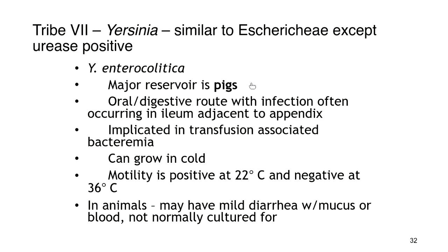An oral digestive route with the infection often occurring in the ileum. Remember, it's important to know how to spell the difference between ileum in the intestine and ilium in the hip, adjacent to the appendix. Can grow in cold. Motility is positive only at 22 degrees centigrade, and it's negative at 36. So if you were to grow this organism in a little colder incubator, then you may see motility, but if it's at 37 degrees centigrade, our normal temperature, you probably won't see motility. Yersinia enterocolitica, pigs.